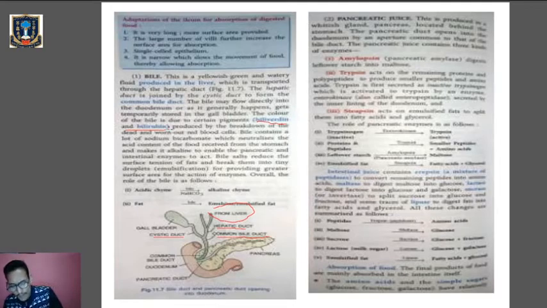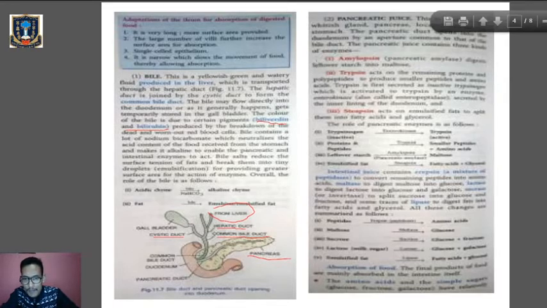The next one we talk about is pancreatic juice, which is produced in a white gland called the pancreas, located behind the stomach. Okay, so behind the stomach you can see the white gland, which is called the pancreas. So this pancreas will secrete the pancreatic juice, and the pancreatic juice will open into the duodenum by a common aperture with that of the bile duct. Okay, so this pancreatic juice has three important types of enzymes. Very important. Pancreatic juice contains three types of enzymes, that is amylopsin, trypsin and steapsin. Clear? So it has three kinds of enzyme: amylopsin, trypsin and steapsin.